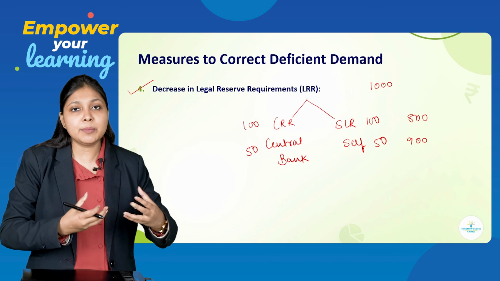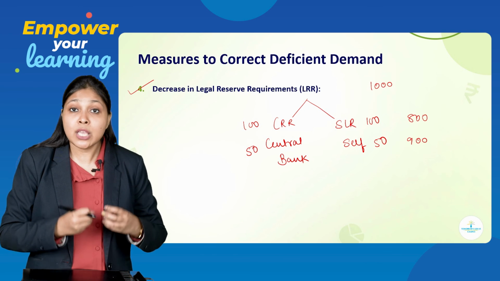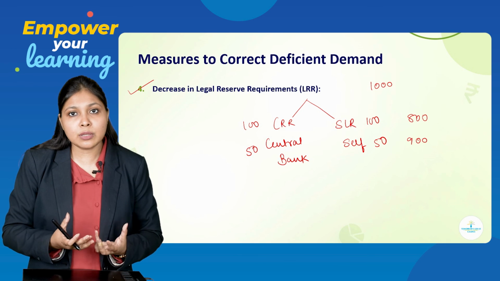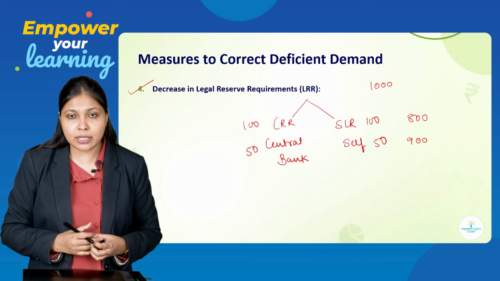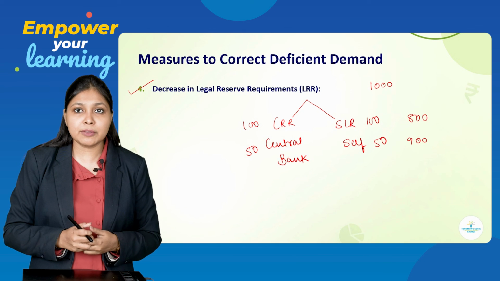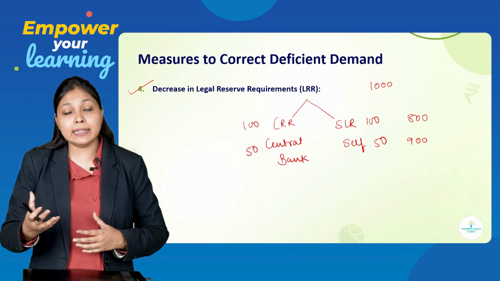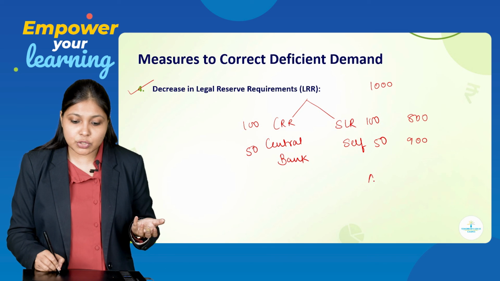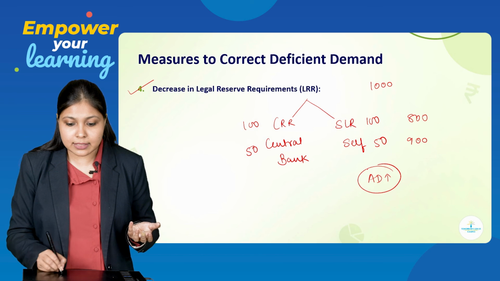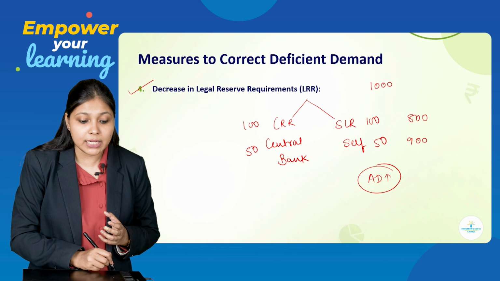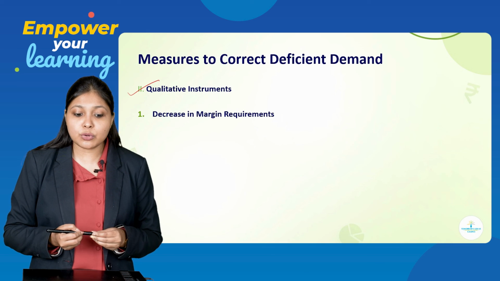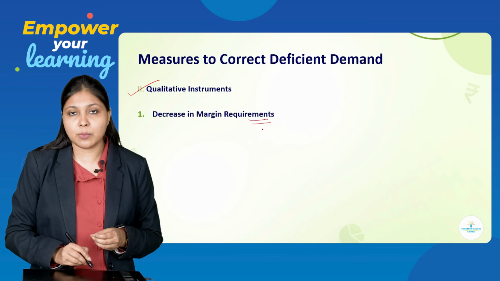Now more money will be there in the hands of the commercial bank. So more money can be lent to the borrowers. When more money is lent to the borrowers, there will be more money in the economy. Money supply of the economy will increase. That will lead to an increase in consumption, and basically an increase in consumption means aggregate demand increases, and this is what our ultimate goal is. Then comes qualitative instruments, decrease in margin requirements.